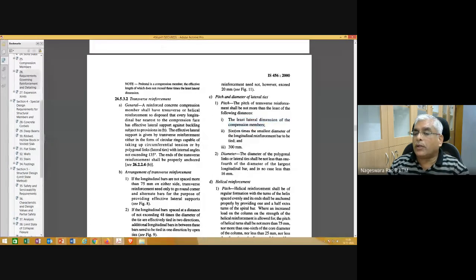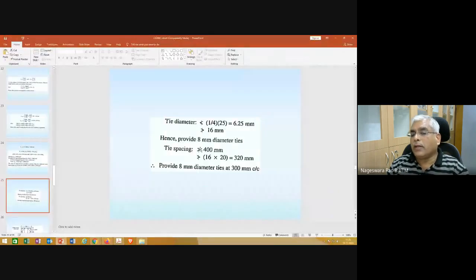It shall not be more than 16 times the smallest diameter of the longitudinal reinforcement. The smallest diameter of the longitudinal reinforcement is 20 mm, and 16 times that is 320 mm. So here you can see all the checks are made. It shall not be greater than 400, shall not be greater than 320, 16 times the smallest diameter of the bar, and also it shall not be greater than 300 mm. So provide 8 mm lateral ties at 300 mm.